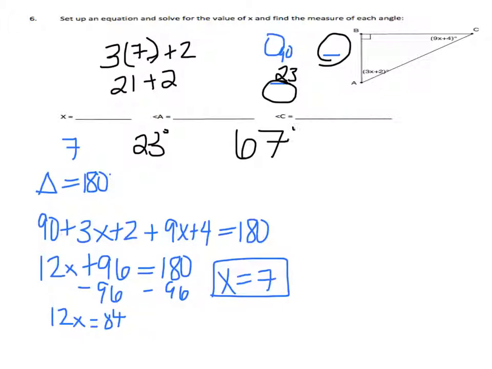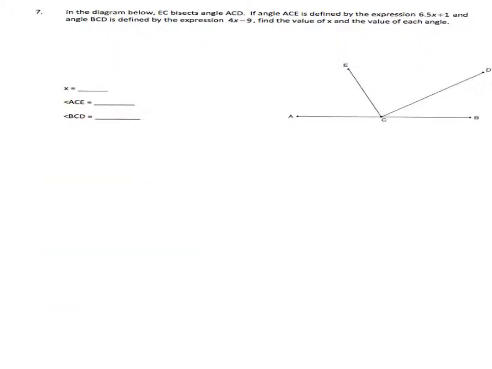67. Last but not least, here we go. In the diagram, EC bisects angle ACD, and I'll get to that in a second. If ACD is defined by the expression 6.5x plus 1, and BCD is defined as 4x minus 9, find the value of x and the value of each angle.